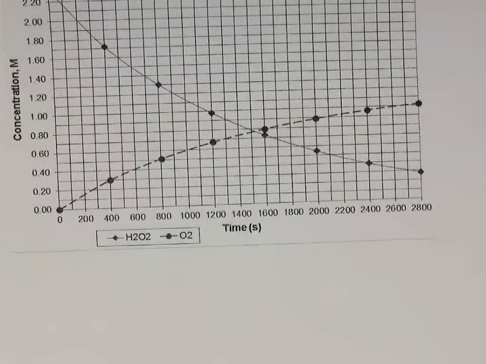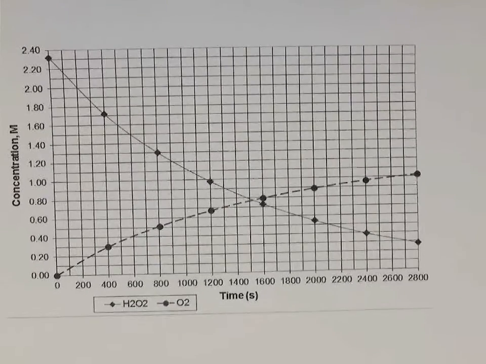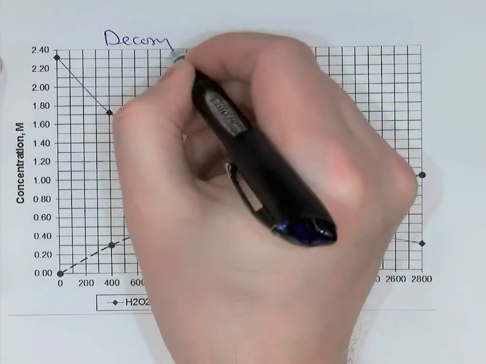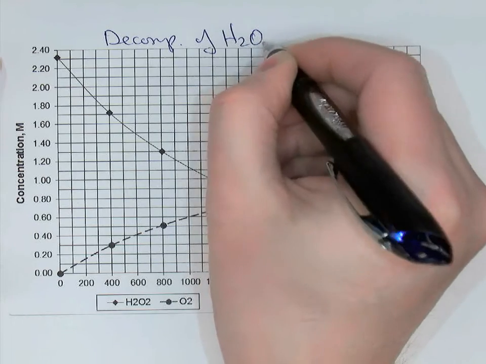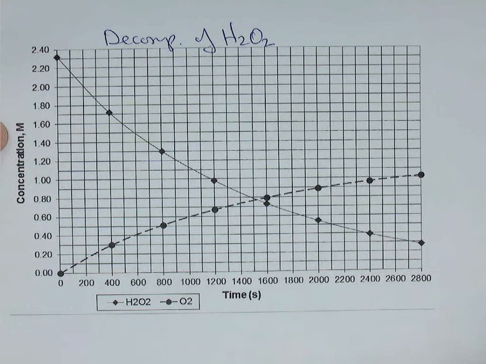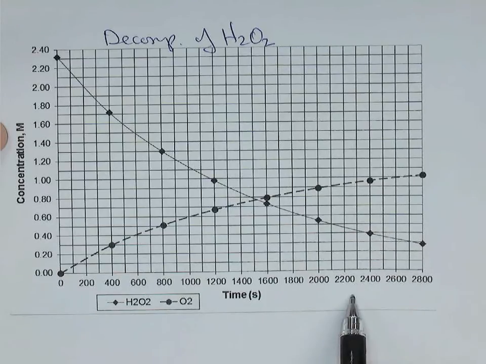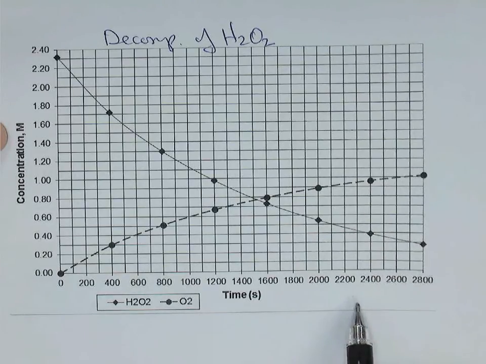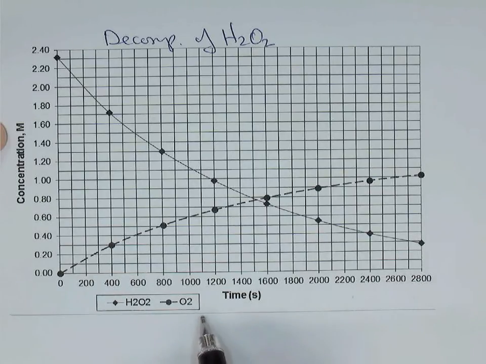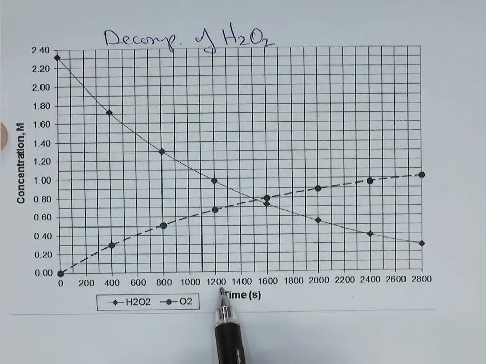So here is the graphical representation for the decomposition of hydrogen peroxide. Okay, we've got the concentrations graphed on the y-axis versus time in seconds on the x-axis. If we asked the same question on this graph, what was the average rate of change of the hydrogen peroxide over time? And suppose we didn't have the data table available to us. And let's look at the same interval from 0 to 1200 seconds. How would we do that?